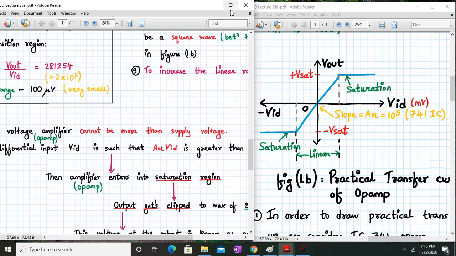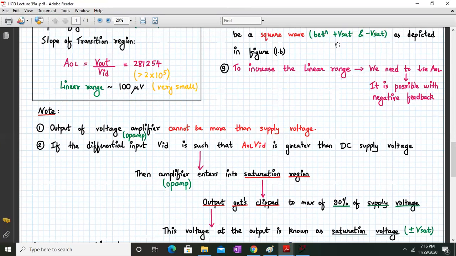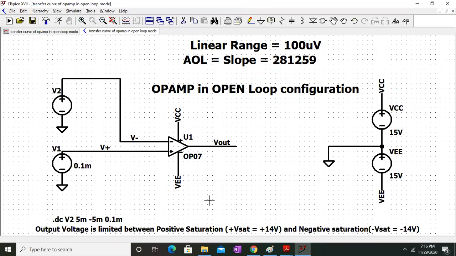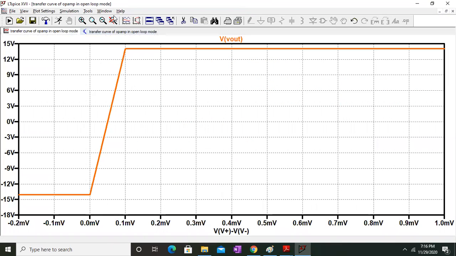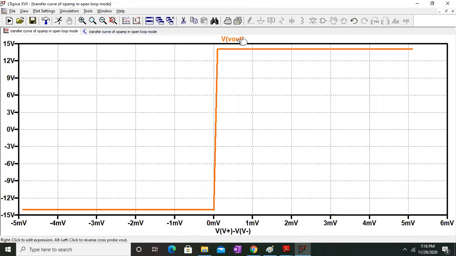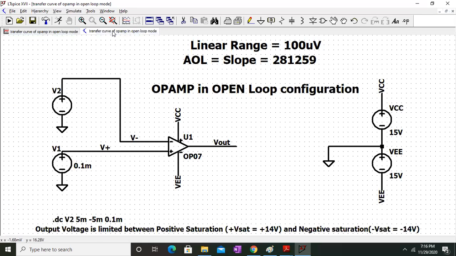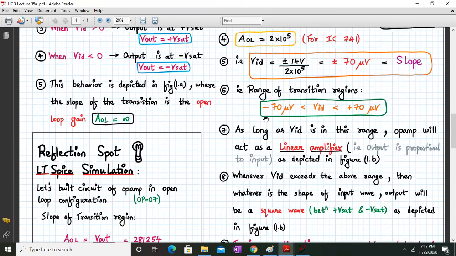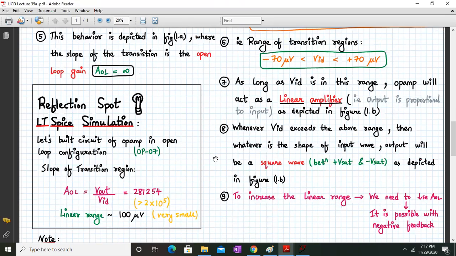Okay, now a few pointers before we conclude today. We have seen this behavior in these characteristics. This is my practical transfer characteristic, output versus VID, and we have seen the linear range over here. The linear range was around 100 microvolt, and the open loop gain is around 2 × 10^5, greater than that in fact. But this was OP07. The analysis we did was for the 741 op amp. So the transition region will vary from device to device.